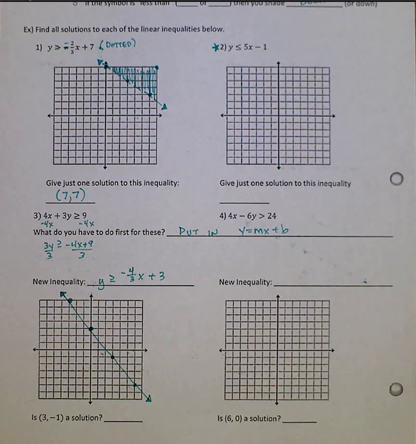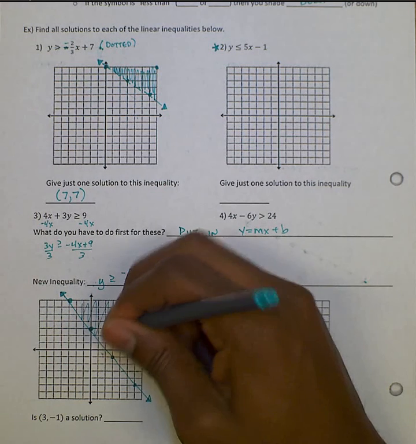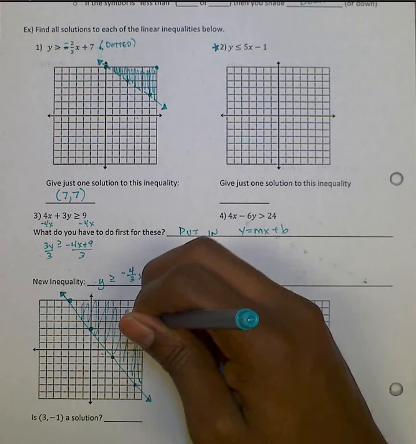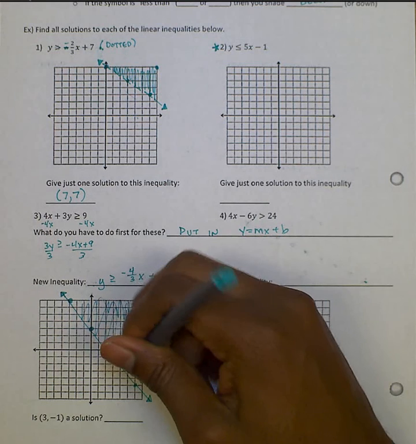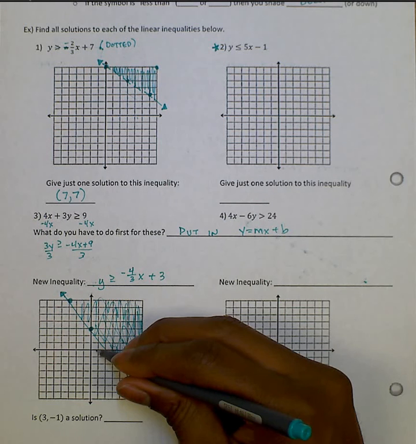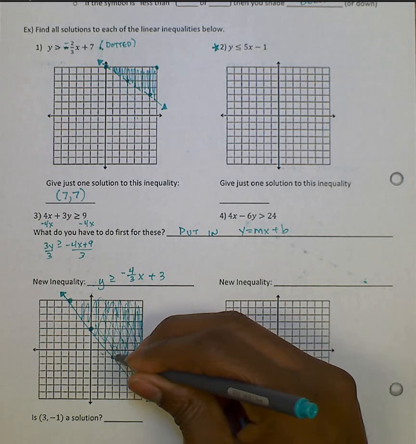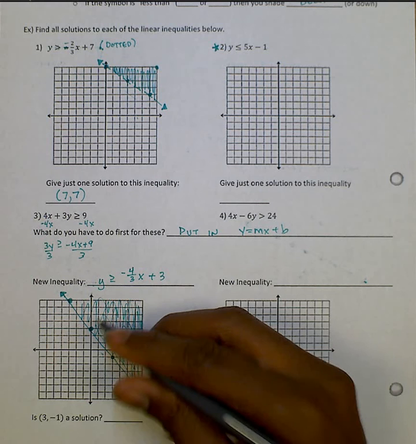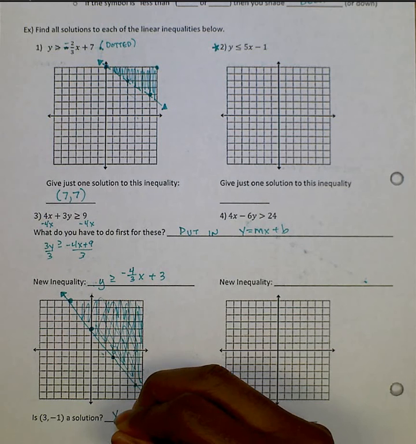And it's greater than, so we're going to shade above. Okay, and we don't need to color it in like a piece of charcoal or anything like that, just enough for us to know that it's shaded. Alright, so the question is, is 3, -1 a solution? Well, let's see. 1, 2, 3, -1. That is a point on the line. Our line is solid, so the answer is yes.